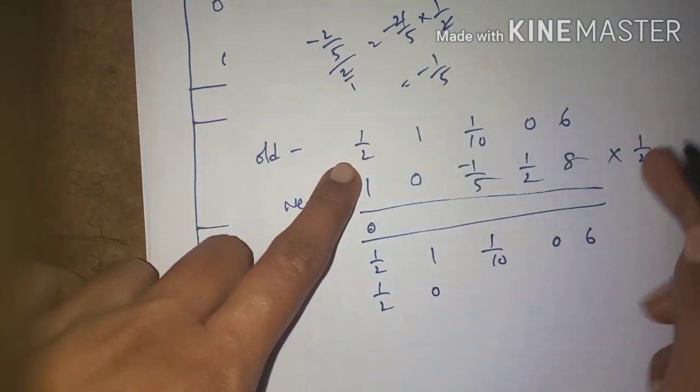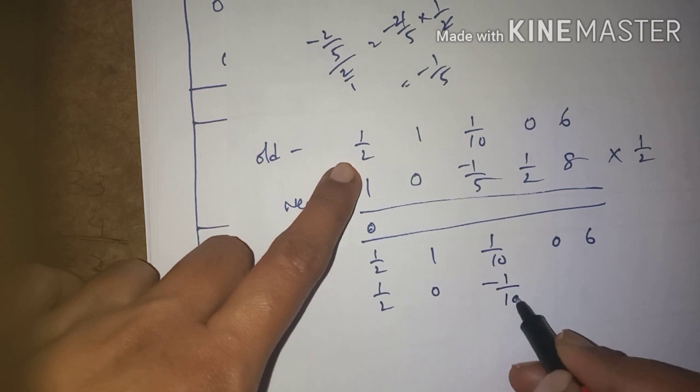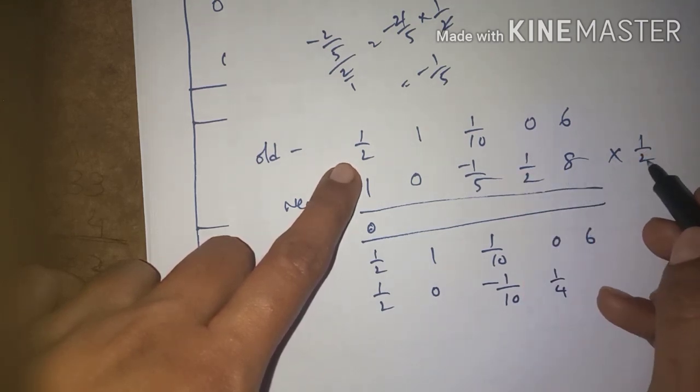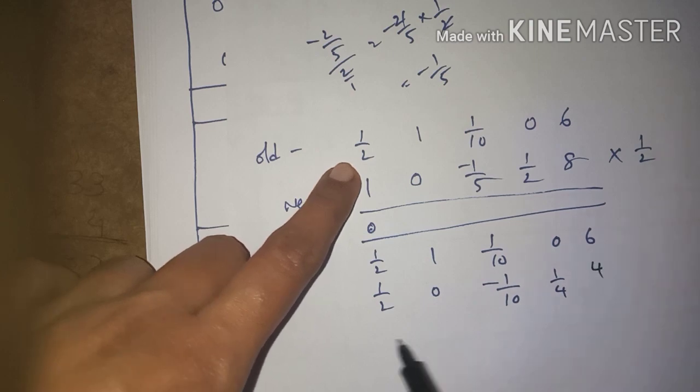Minus 1 by 5 into 1 by 2 is minus 1 by 10. 1 by 2 into 1 by 2 is 1 by 4. 8 into 1 by 2 is 2 ones are 2, 2 fours are 4.